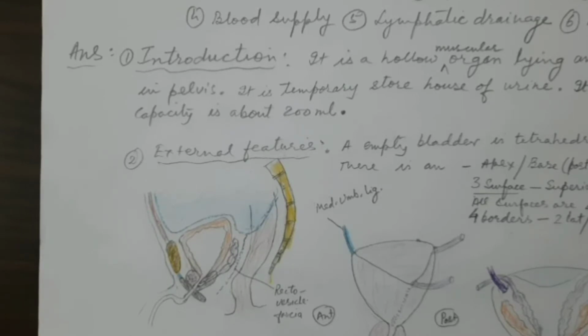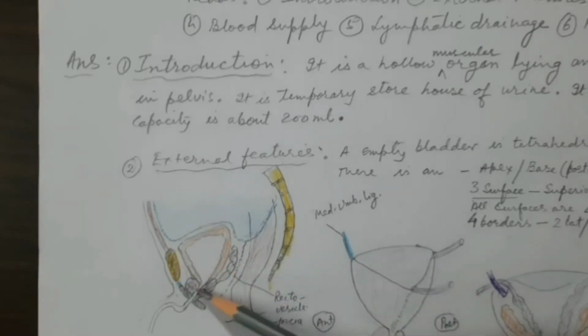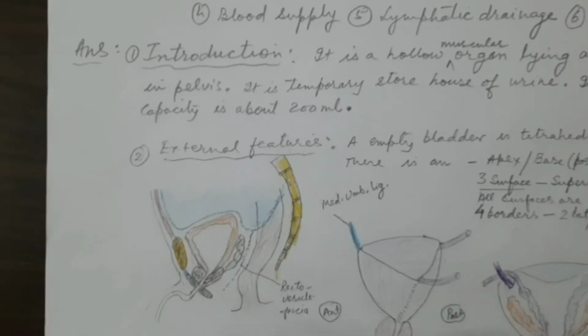Now the capacity of this urinary bladder is about 200 milliliters, or a little more than 200 milliliters. After that one feels the urge to micturate, to pass out the urine, and then he goes for passing the urine after collection of this much urine within the urinary bladder, which is a muscular organ.